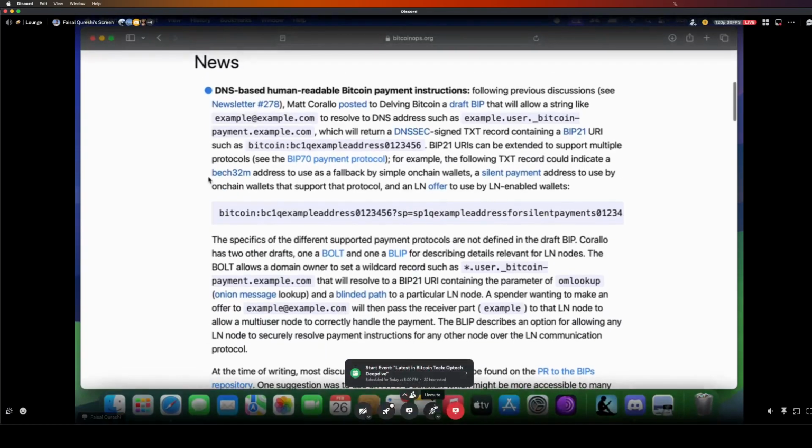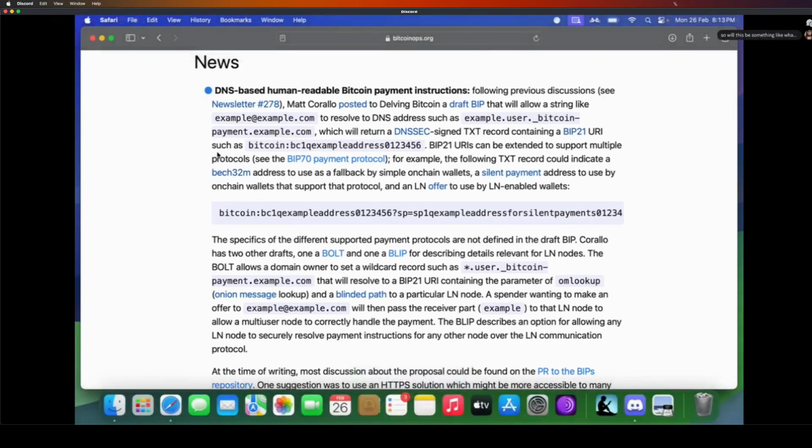So broadly, this concept talks about a human readable Bitcoin address, because contemporary Bitcoin addresses are not very convenient for humans to read. It's almost impossible for you to type them without making any typos. You can only copy and paste them. It's very difficult for you to type them.